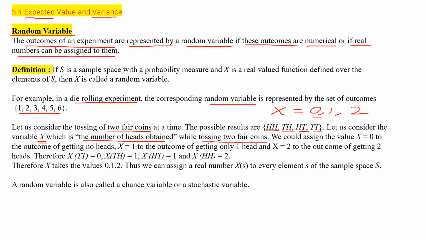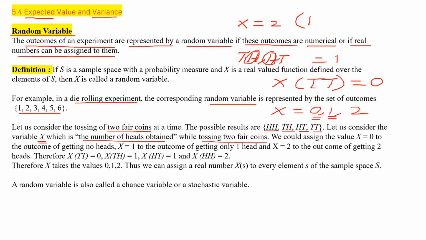If I say 0, the meaning is that X is selecting tail and tail. That means there is no head, so we assign 0 for this. If I say X takes the value 1, that means we have one head. Either we can select the option TH or the option HT. Here H equals 1, and here H equals 1. That means I am obtaining one head, so we assign X equal to 1. If I say X equal to 2, the meaning is that both times the result will be a head. That means I am selecting the outcome H comma H.